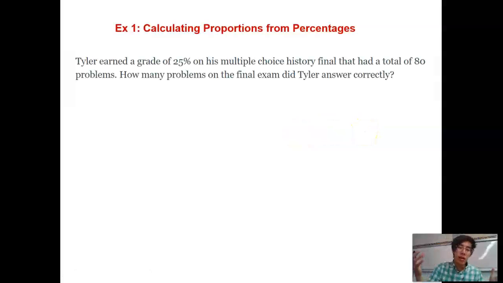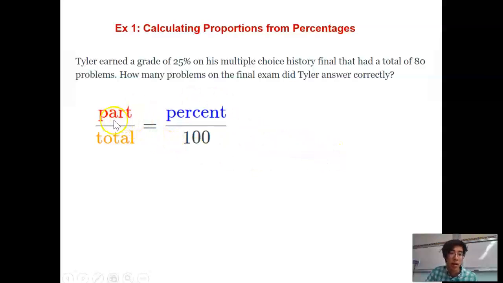You've got a buddy named Tyler, and he got a grade of 25% on his multiple choice history final that had a total of 80 problems. How many problems on the final exam did Tyler answer correctly? As you are writing these problems, I want you to keep in mind: what is considered the part and what is considered the total?